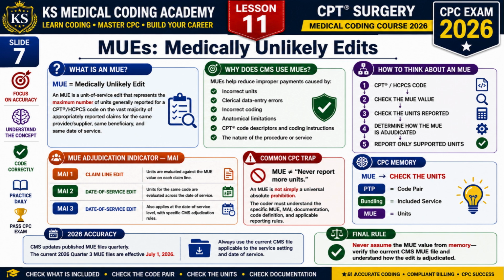Remember the three-part memory rule. PTP means check the code pair, bundling means check what is included, and MUE means check the units. Finally, MUE files are updated periodically, so never rely on memorized values. Always verify the current CMS MUE file applicable to the service setting and date of service.